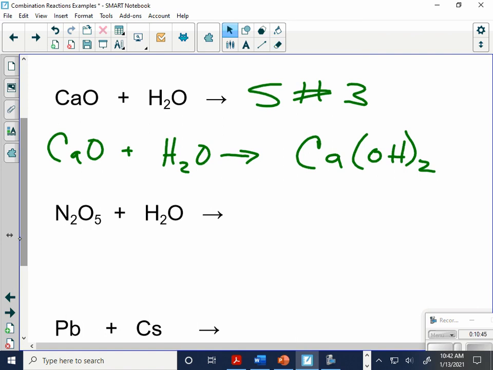So now I need to go back and check, is this balanced? And as I look, yes, indeed, this is now a balanced chemical equation.